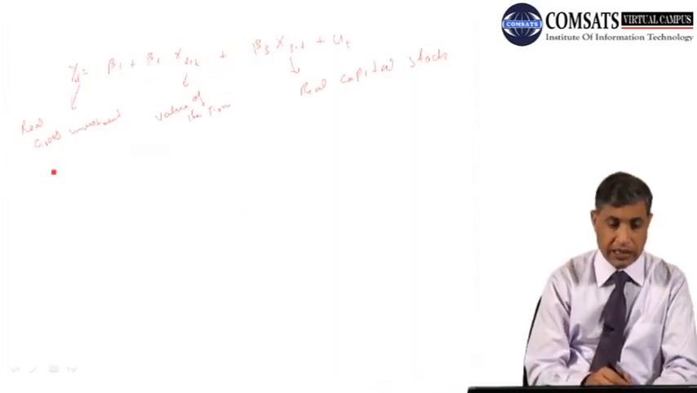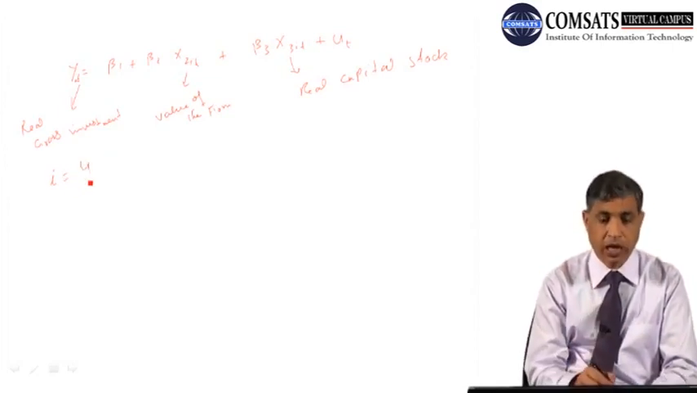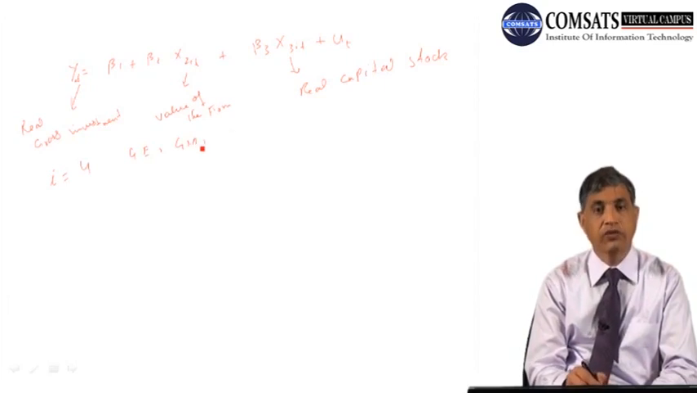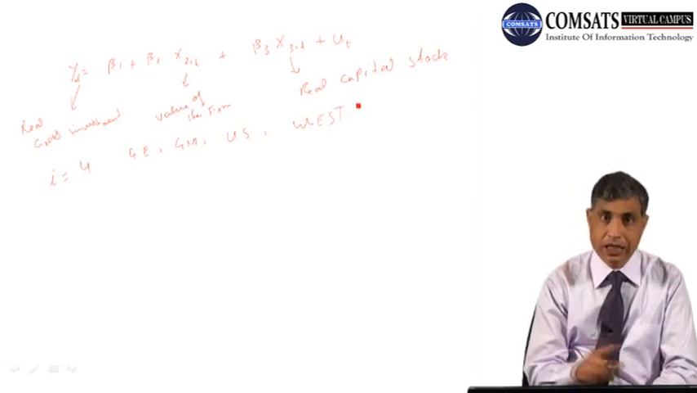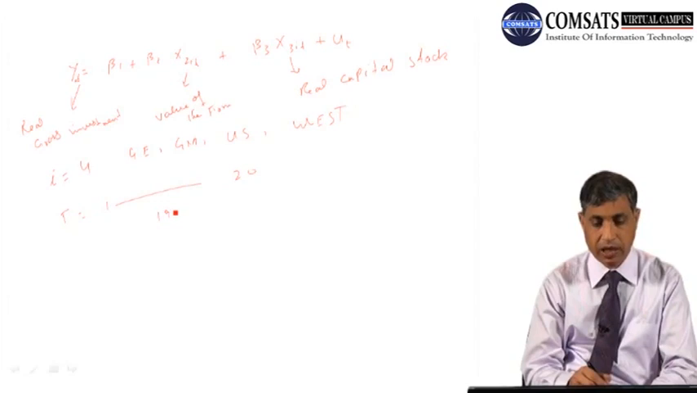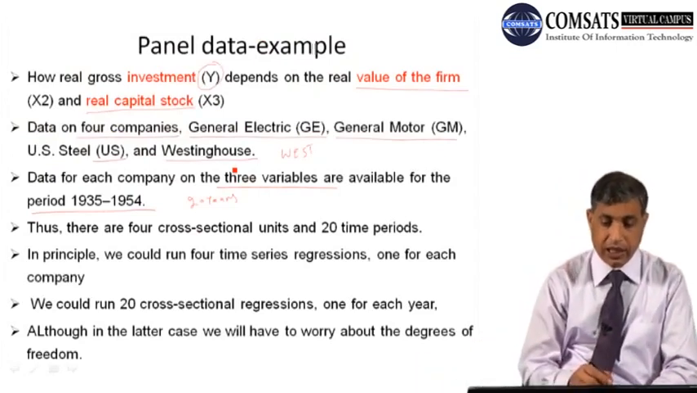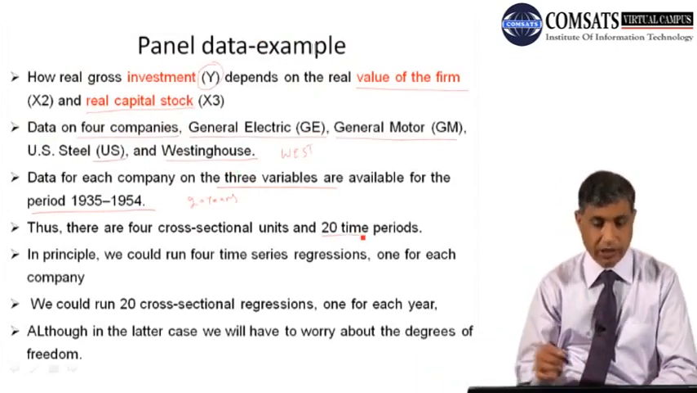So what does this mean? How many is I, the cross-sectional units? 4. There are 4 firms: General Electric, General Motors, US Steel, and the other was Westinghouse. These are the 4 cross-sectional units, and T is from 1 to 20 for each firm, from 1935 to 1954, which is 20 observations. This is the setting of the ground. Thus there are 4 cross-sectional units and 20 time series units.